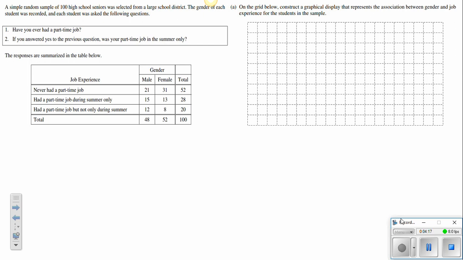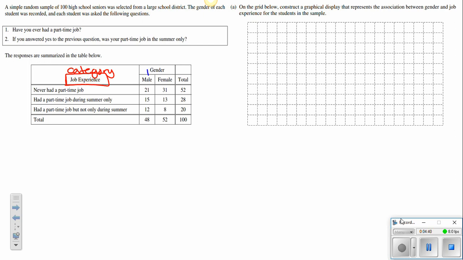Notice that we have a two-way table here. And notice that in our two-way table, job experience is one category. So this is going to be basically if you have a part-time job or if you don't, or if it's only during the summer. So that's not representative of multiple populations. That's a single categorical variable. So you're going to fit into one of those three categories.